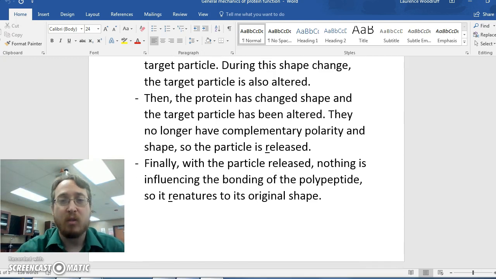Then, the protein has changed shape, and the target particle has been altered. They no longer have complementary polarity and shape, so the particle is released. And finally, with the particle released, nothing is influencing the bonding of the polypeptide, so it renatures to its original shape.